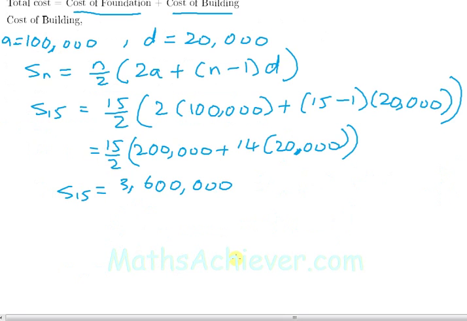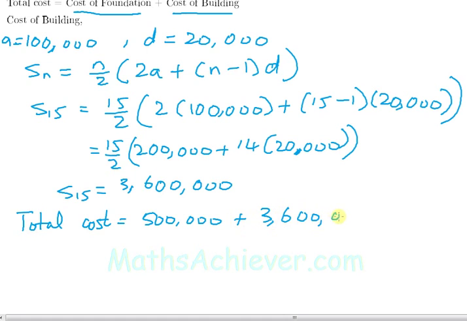Now the total cost of the building then would be 500,000 for the foundation plus 3,600,000 for the building itself, giving us a grand total of 4,100,000. So this is another typical question that can be asked in the exam.